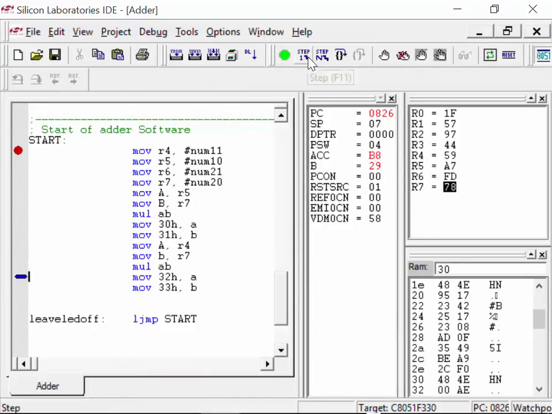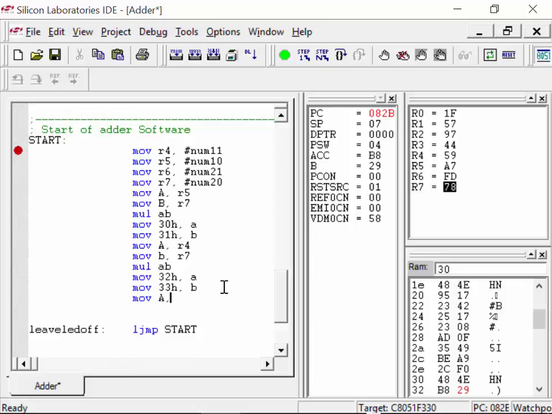So then we move those to our two memory locations right here. Right there. So we've stored that. So we repeat that for the next two. Move into A, and now we're going to multiply.